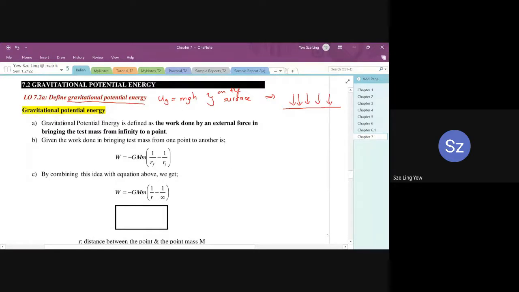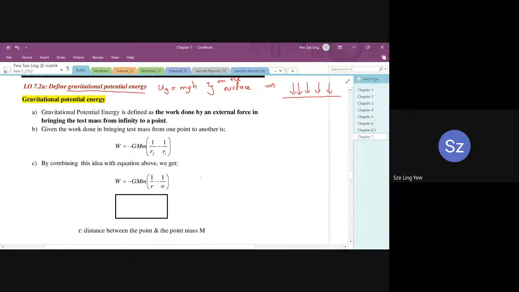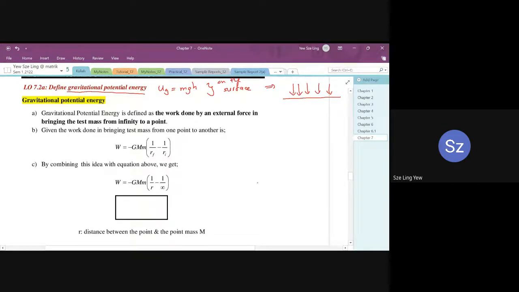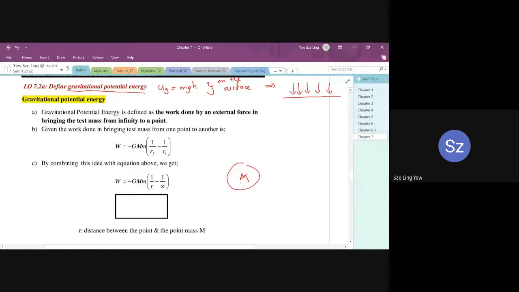But now in chapter 7, okay, we often look at the object that is very, very far away from the surface. So in that case, we have to use a different set of equation. Okay, so gravitational potential energy is defined as the work done by an external force in bringing a test mass from infinity to a point. So now you have an object, M, okay, this is a mass. So initially there is nothing around it.